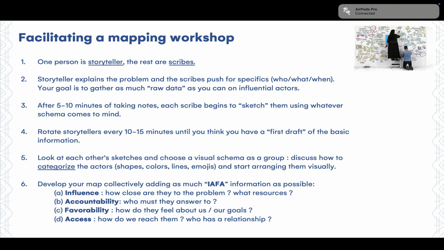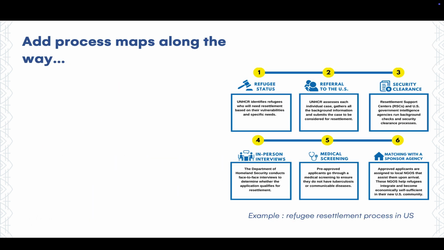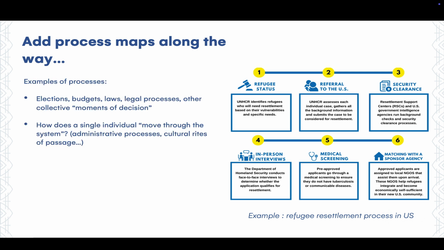So this is a workshop you can do in as little as an hour and a half. You could spend a whole day. It depends on how many people you have and the complexity of the problem. And so I begin by thinking about actors because it's normal to think about the question, who has influence? But every so often, as you talk about actors, you're going to talk naturally about processes, about decision-making processes. They might be elections, budgets, laws, administrative processes, other kinds of collective moments of decision where you want to think about the steps and when they happen and who's involved in each step.